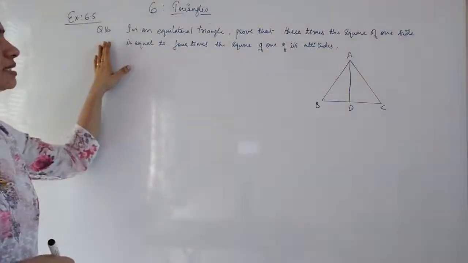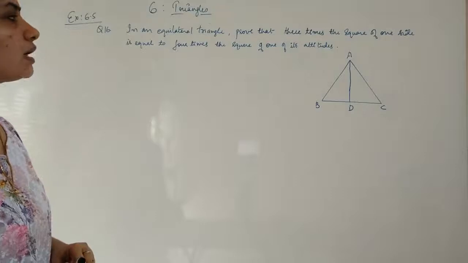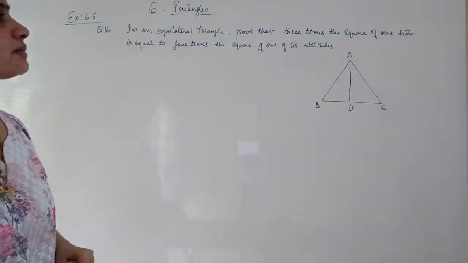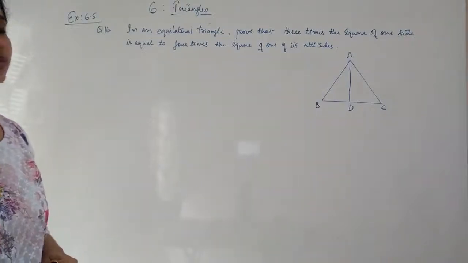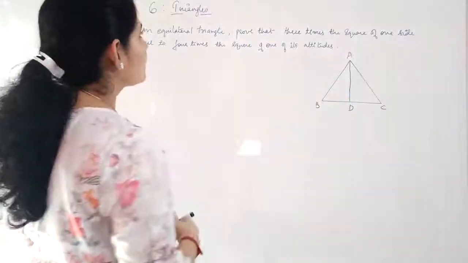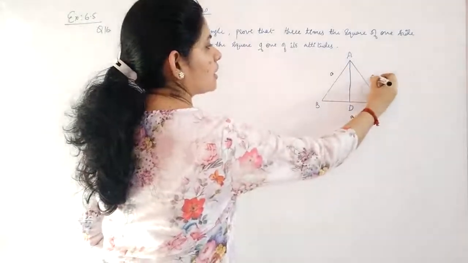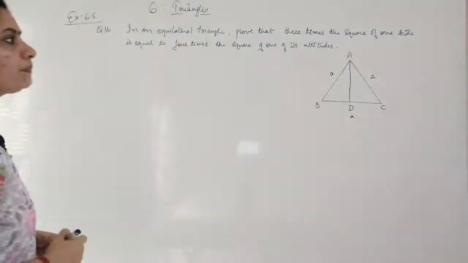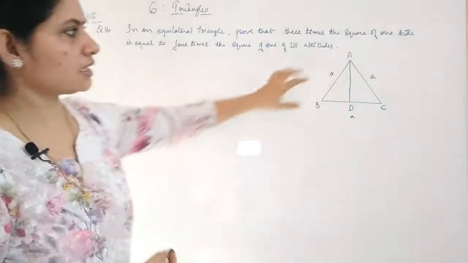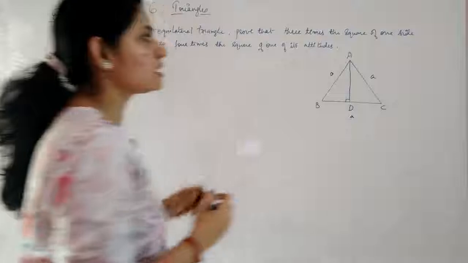Question number 16 is, in an equilateral triangle, prove that 3 times the square of one side is equal to 4 times the square of one of its altitudes. I have drawn a triangle ABC, which is an equilateral triangle, so all the sides are equal. Let the sides be a, and I have drawn one altitude from one vertex, that is AD, an altitude, and this altitude will be acting as perpendicular because it is an equilateral triangle.